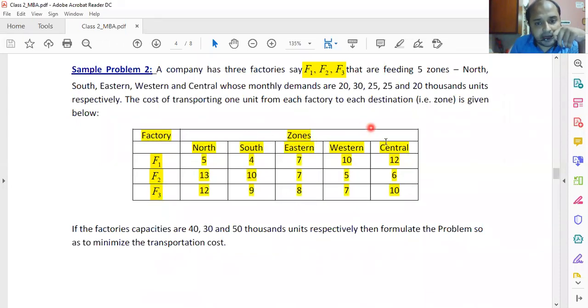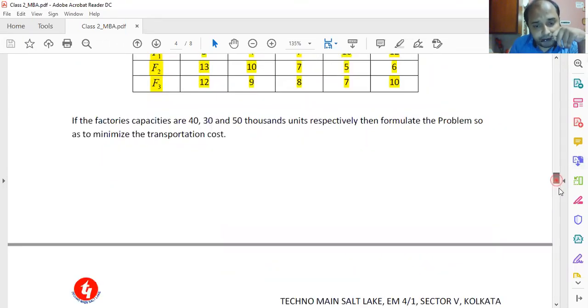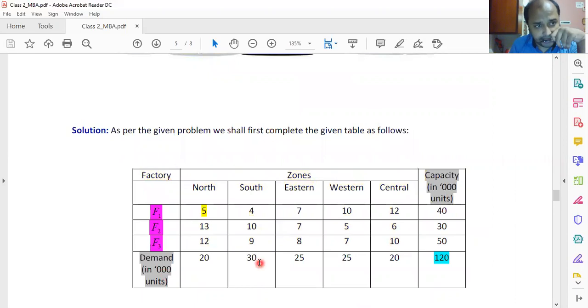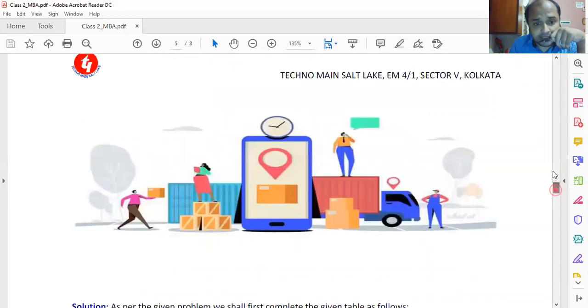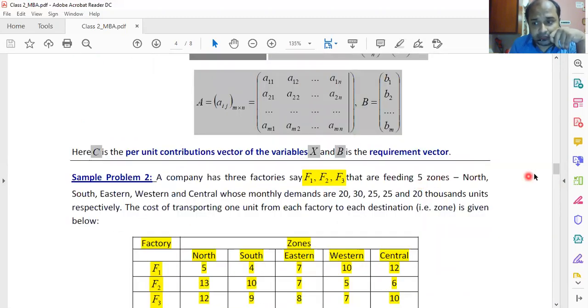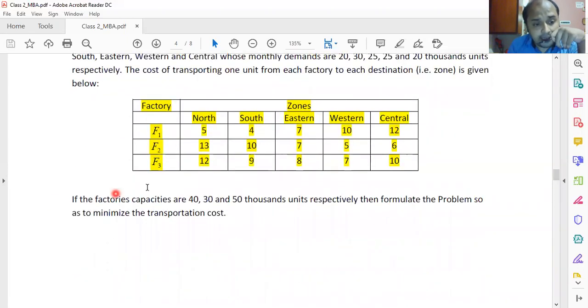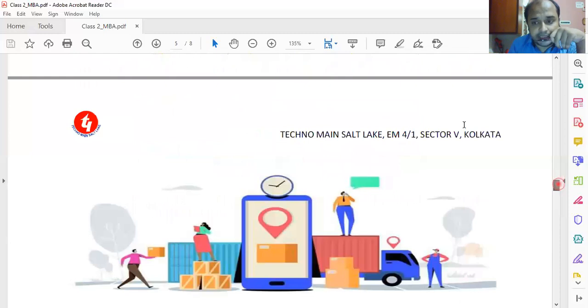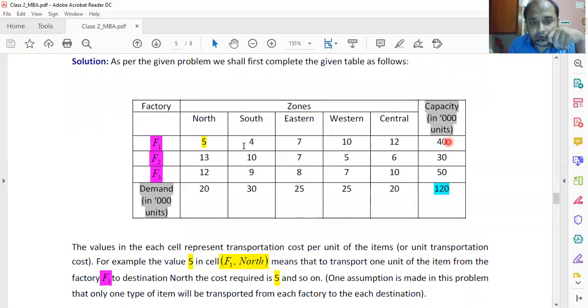Everything which was there in this particular table is present over here, but I have introduced one extra column and one extra row. In the column, we have put the restrictions which were imposed upon the factories. What were the factory restrictions? The factories F1, F2, F3 can produce not more than 40, 30, and 50 items. So I have shown in this table that the factory capacity of F1 is 40 in 1000 units, F2 is 30 in 1000 units, and F3 is 50 in 1000 units.